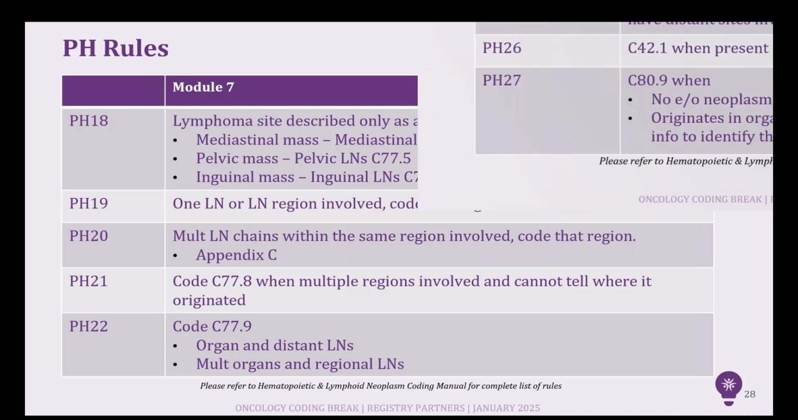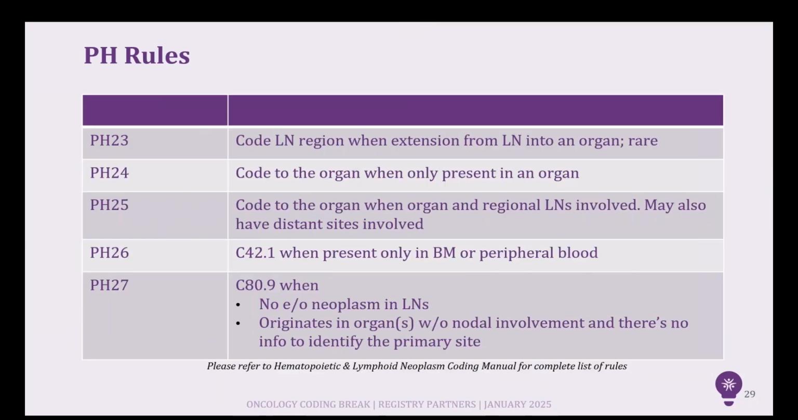Okay, just a few more rules in this list. PH 23 instructs us to code the lymph node region when there's an extension from a lymph node into an organ. This scenario is rare, but it's important to note the primary site remains the lymph node in this situation. PH 24 directs us to code to the organ when the lymphoma is only present in that organ and there's no lymph nodes involved.